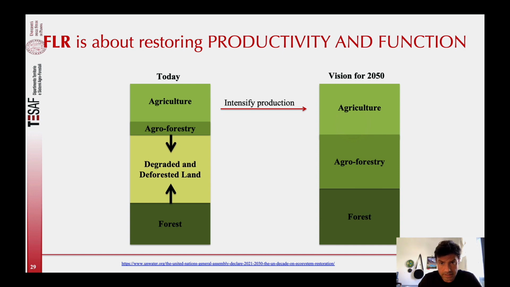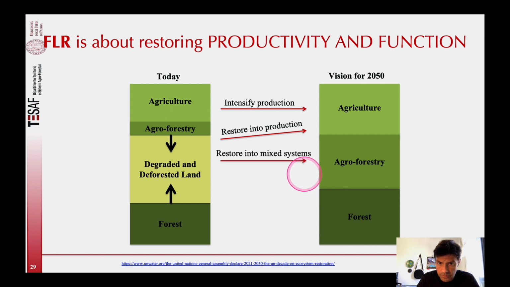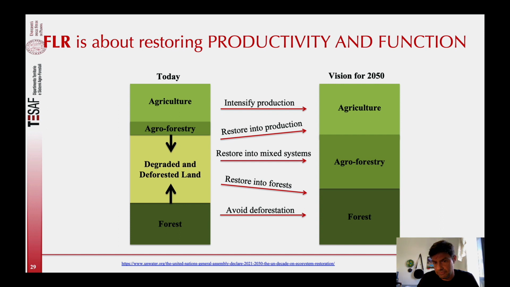Restore into production, using a mix of native and non-native species, for example eucalyptus, to promote some economic income for local people. Restore into a mixed system. Restore into forest, thinking on areas that may need more attention in terms of biodiversity or green infrastructure, and also, of course, avoid deforestation. So many actions to change the scenario from the situation today to a wished situation in the future.